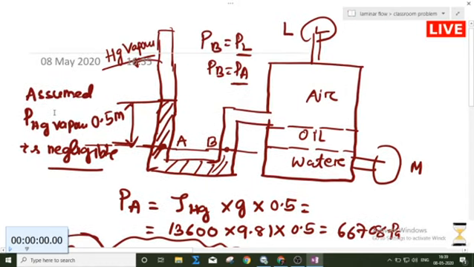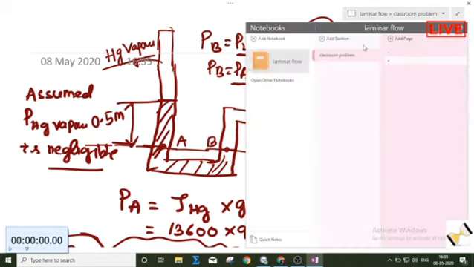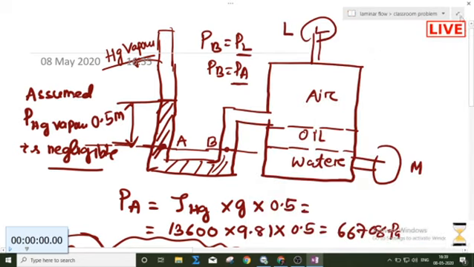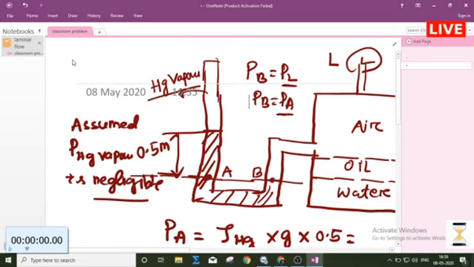Now we have to find out the pressure at point M. What is the question asking? You see in this question, what is it asking? Where is that question gone?